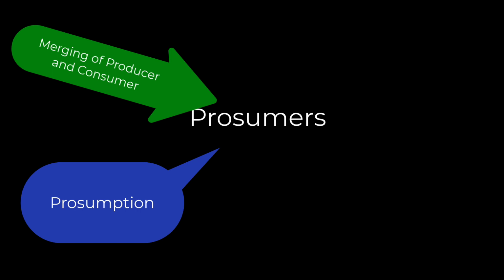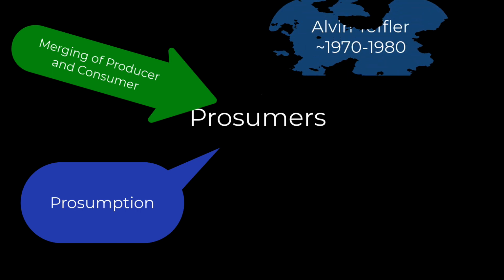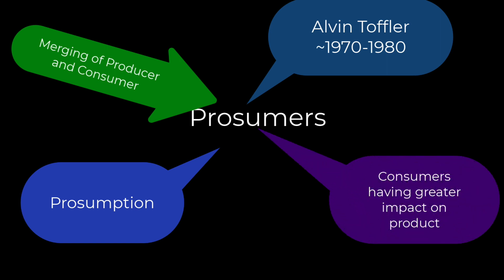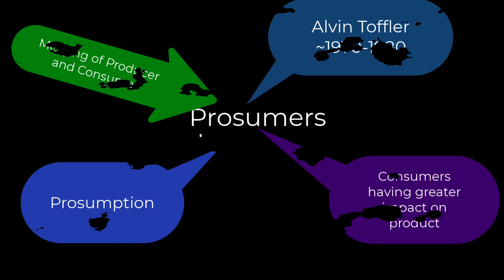Remember the concept of the prosumer that was discussed in one of my previous videos? It's the idea of merging of the producer and consumer that was originally developed by Alvin Toffler in the 1970s and 80s. In this view, consumers have an increasing impact on what products look like. Developing these ideas, produsage is an idea that Axel Bruns came up with in 2008. It's a modification or a change to the concept of prosumption.